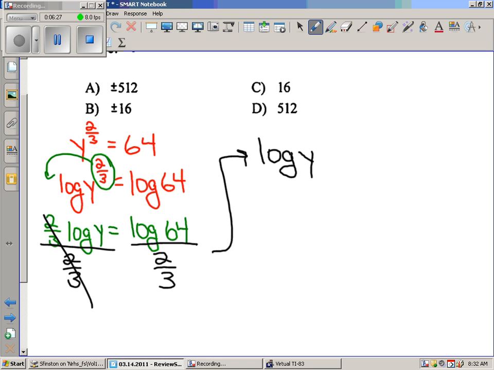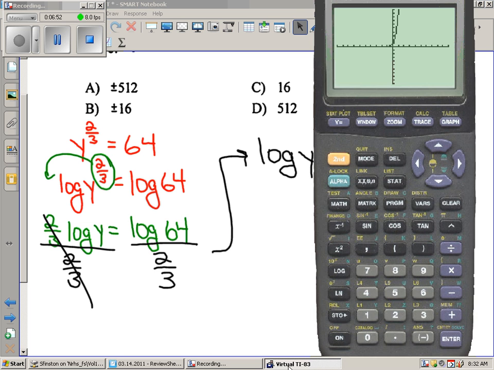Log of y is going to be equal to log 64 divided by 2/3. Well, this is the original way of doing it. What do we do next? Does anybody see a way out of this?